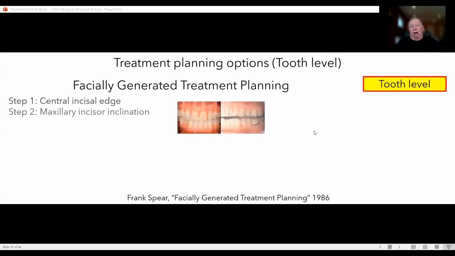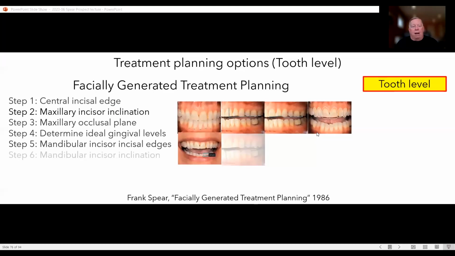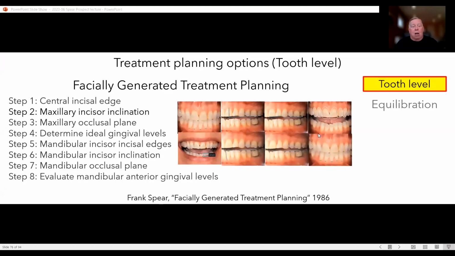If we go to the tooth level, generally we're going to follow the facially generated treatment planning that Frank Spear talked about in 1986, working through setting the maxillary central incisor, making sure we've got correct axial inclination of the maxillary central, creating our occlusal plane that's level so we don't have a stepped occlusal plane like I talked about earlier. We'll make sure we have ideal gingival levels, and then we'll go to the bottom. We'll make sure our incisors are level and at a correct axial inclination so we can get a nice anterior guidance that's not restrictive. We'll make sure we have a level occlusal plane, and again, we'll look at our gingival levels.